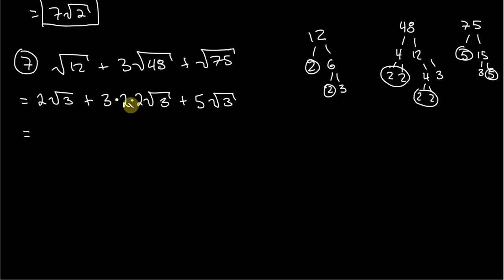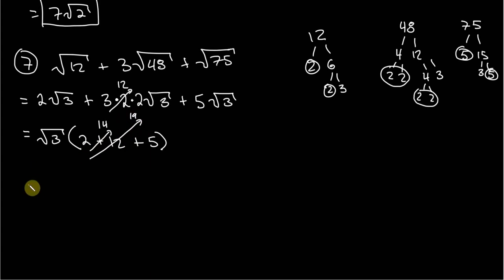3 times 2 is 6, times 2 is 12, right? But we can factor out root 3. So what we're left with here is 2 plus 12 plus 5. 2 plus 12 is 14, plus 5 is 19. So all of that equals 19, and all of this stuff here simplifies to 19 root 3. And we're done.